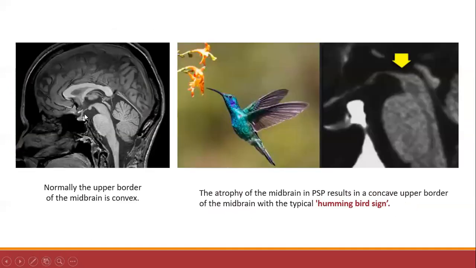Normally, on the left-hand side, you have the upper border of midbrain, which is convex. The convex upper border. And here in a patient with PSP, you have the concave upper border. So this is the atrophy of the midbrain, which leads to reduced anterior-posterior diameter, the concave upper border of the midbrain, and the long beak, which is constituted by the floor of the third ventricle. This is together referred to as the hummingbird sign.